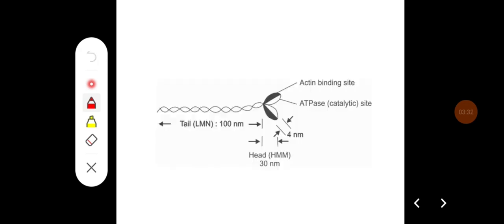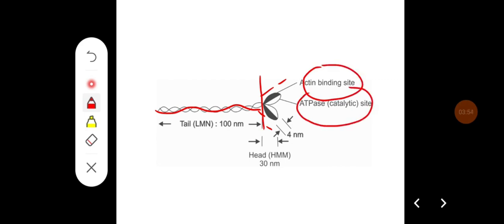This is the structure of the myosin, where it has the heavy chains and the light chains, 4 light chains, and this is divided into the head part and the tail part. The head contains the actin binding site, and it also has a site for ATPase activity.